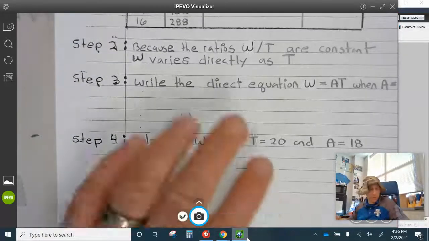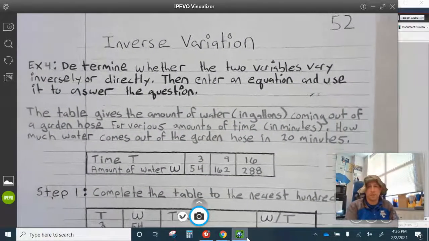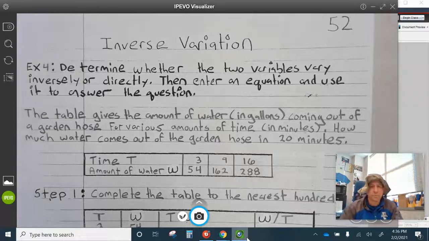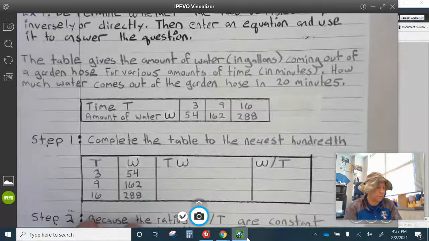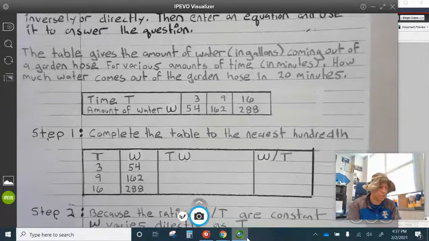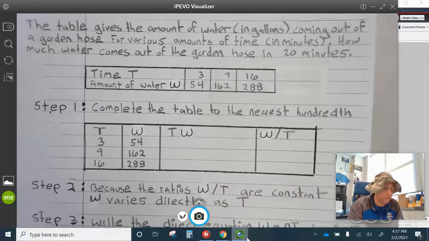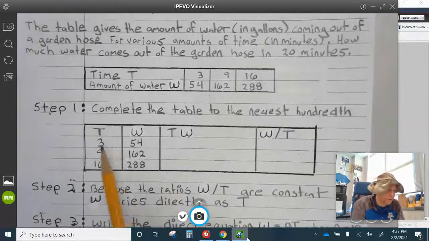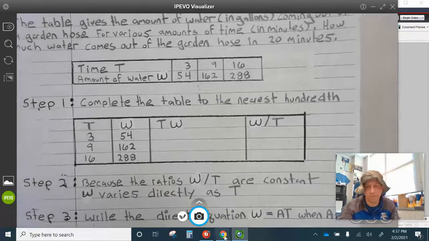All right, example 4, last example. Determine whether the two variables vary inversely or directly, then enter an equation and use it to answer the question. The table gives the amount of water in gallons coming out of a garden hose for various amounts of time in minutes. How much water comes out of the garden hose in 20 minutes? So we have time t, amount of water w. Here's our table. Complete the table to the nearest hundred. So now we need to multiply t times w. So let's do that now.